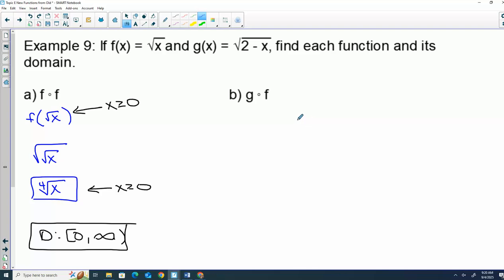If we did g composed with f, that's g of the square root of x. So if I plug that into function f, or function g, excuse me, we get the square root of 2 minus the square root of x. That's my composition. I can't turn this one into a fourth root because the 2 isn't under my radical.